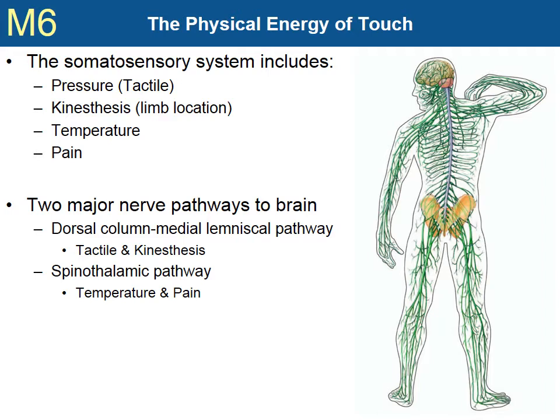There are two major nerve pathways which transmit sensory information to the brain. The first is the dorsal column medial lemniscal, or DCML, pathway, which transmits tactile and kinesthetic information. The other is the spinothalamic pathway, which transmits temperature and pain information to the brain. We will now look at each of these topics in more detail.